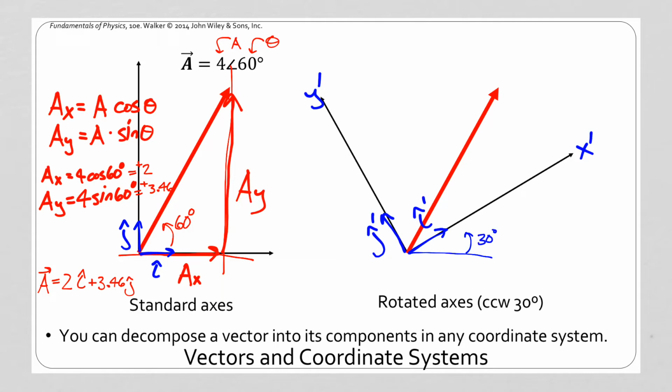And so we want to express this same vector, but we want to express this vector in terms of these new coordinates. So to define this vector, we find the components the same way we did over here. We draw a vertical line through the tip and a horizontal line through the tail. The difference here, though, is how we're defining vertical and horizontal.